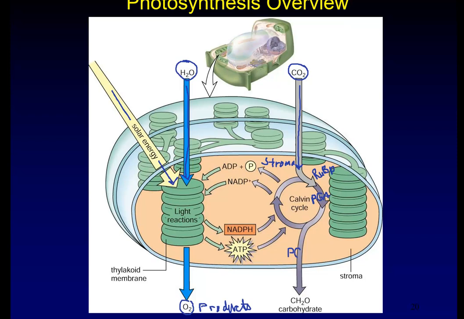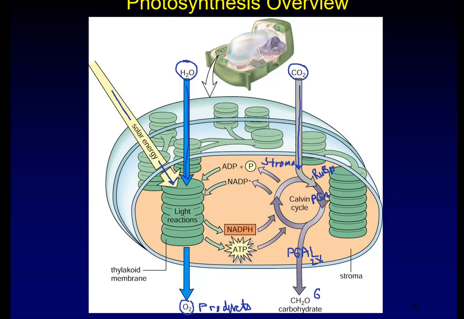I probably should have written G3P and I would have had less to write. So both are the same entity, but we can call it PGAL or G3P. At the final end of this reaction, PGAL or G3P is important because this is where we're going to get the glucose, or other organic molecules, from. If we take 2 times PGAL, we're going to get glucose.